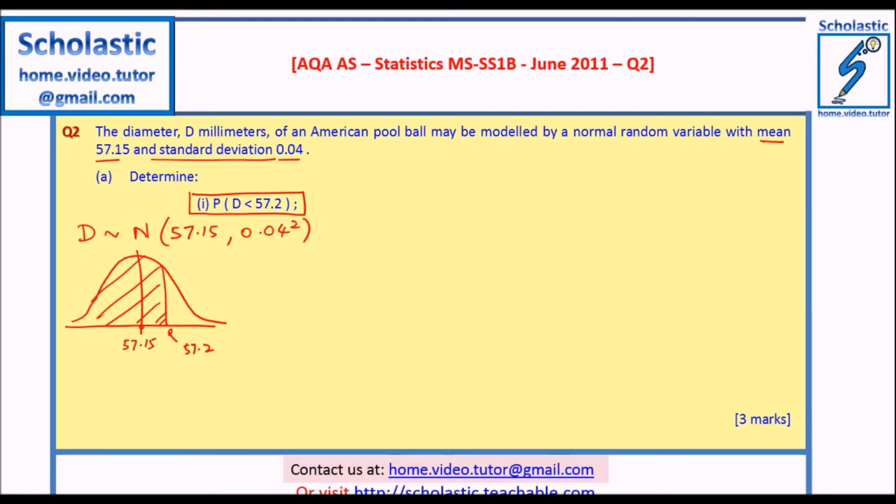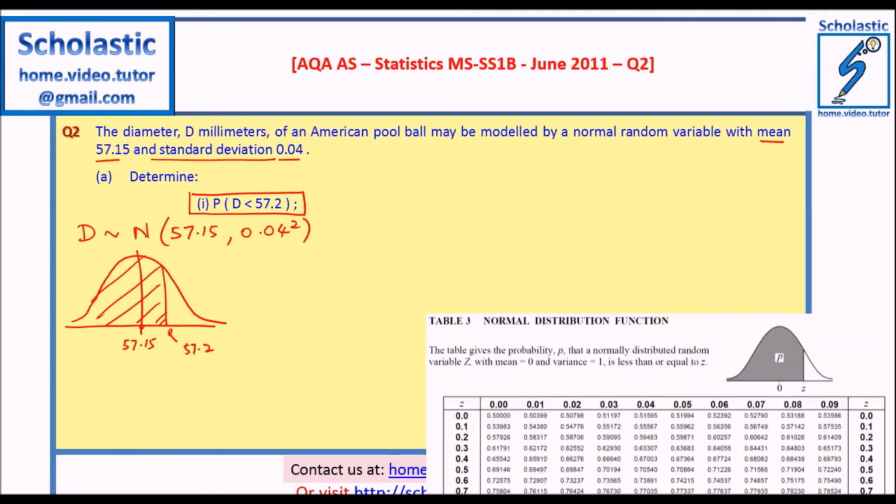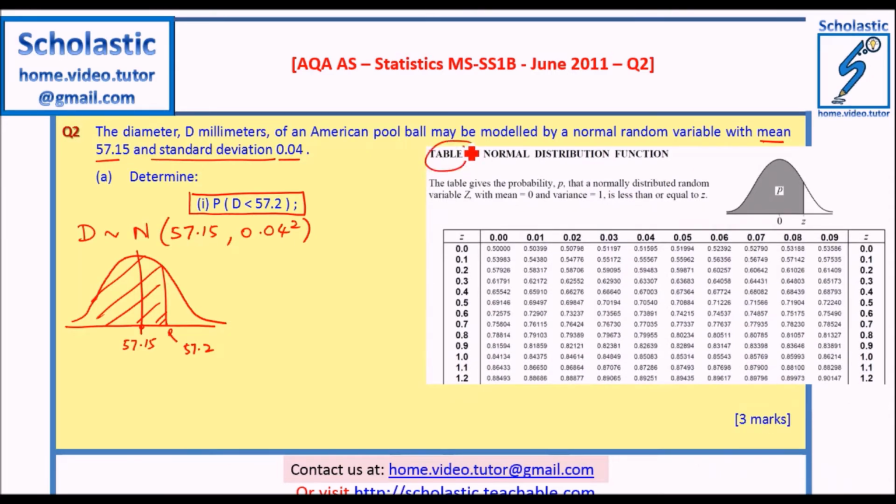So what we need to do is use the tables given. If you look at table number 3, which is the normal distribution function, the probability can be found under the curve up to Z here. This is the total probability, but make sure this is the mean 0 condition. Our mean is at the moment 57.15, so we need to convert it to mean 0.